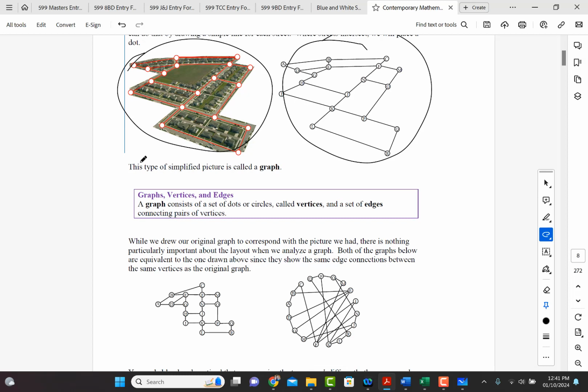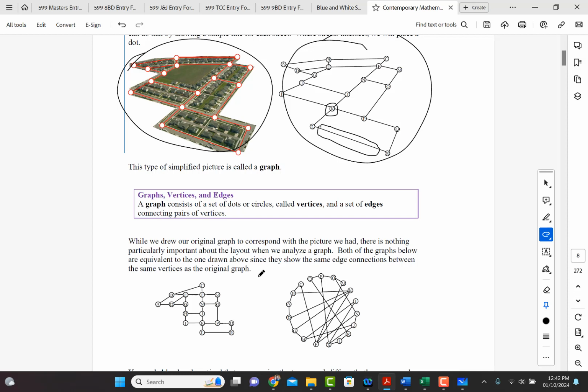Here we go with our first definitions. A graph consists of a set of dots or circles called vertices and a set of edges connecting pairs of vertices. If we look at this here, this is what we're going to call an edge, where this dot labeled K is going to be a vertex. Where the lines intersect at these dots is a vertex, and this whole thing we're going to call a graph.